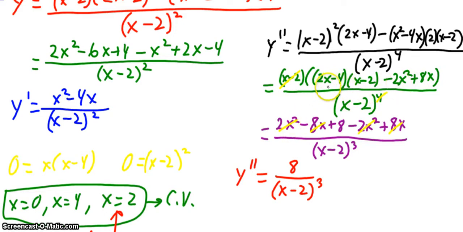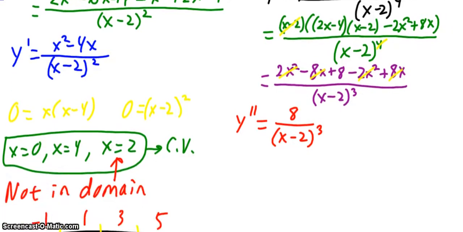So when I do this, I end up with 2x squared minus 8x plus 8 minus 2x squared plus 8x. The 2x squared, the negative 2x squared, the negative 8x, and the 8x all reduce, and I'm left with just 8 over the quantity x minus 2 cubed. So it's pretty nice in the end, but it was a little bit more work to get to it.